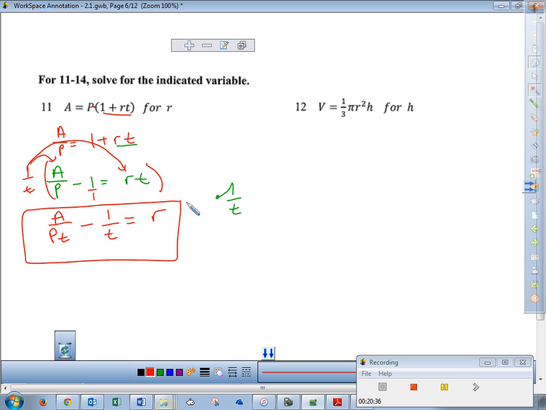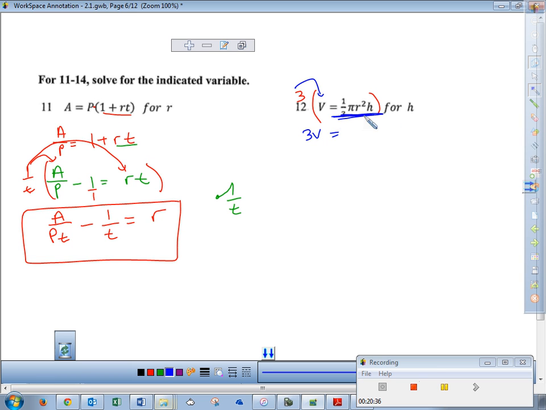Next one, solve for h. There's something really ugly in there. Mr. Fraction. I would get rid of Mr. Fraction first. Isn't that a divide by 3? Multiply every term times 3. How many terms are there, though, baby? How many? Just 2. 3 times v is 3v.